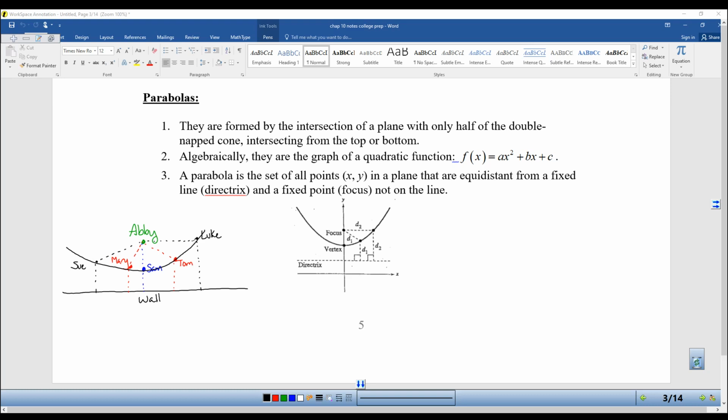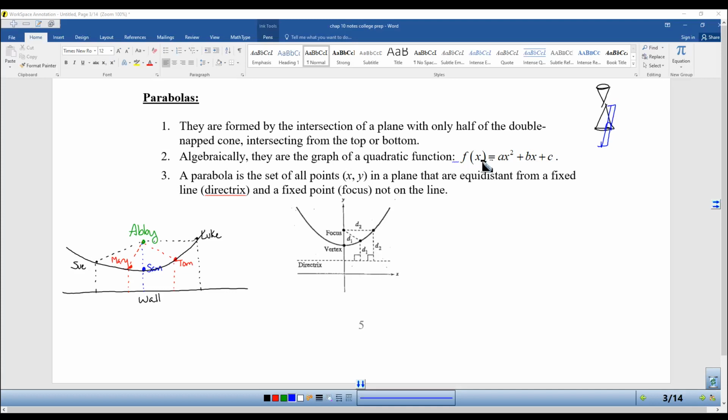They are formed by the intersection of a cone and a plane. If you just go like this with your plane, your slice of paper, it's going to make a parabola. Of course, we've already studied parabolas in this form, but now we're going to talk about it this way.